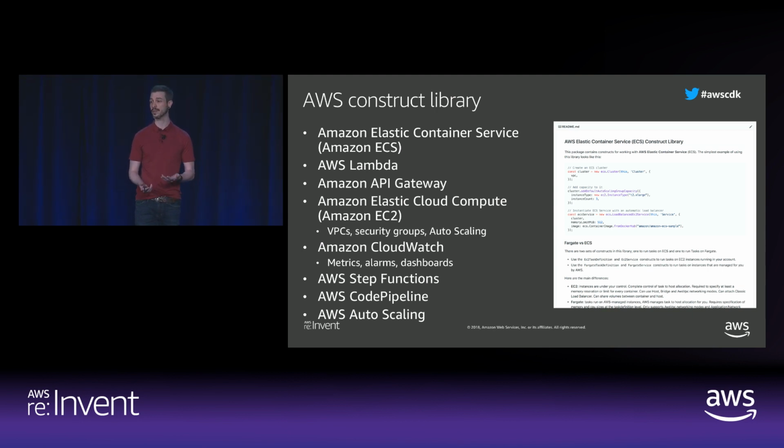If you want to build a serverless application, we've got great support for Amazon API Gateway, AWS Lambda, and AWS Step Functions as well. We've also got nice support for CodePipeline, CodeBuild, CodeDeploy. So you can use the CDK to manage your whole build and release infrastructure as well, too.